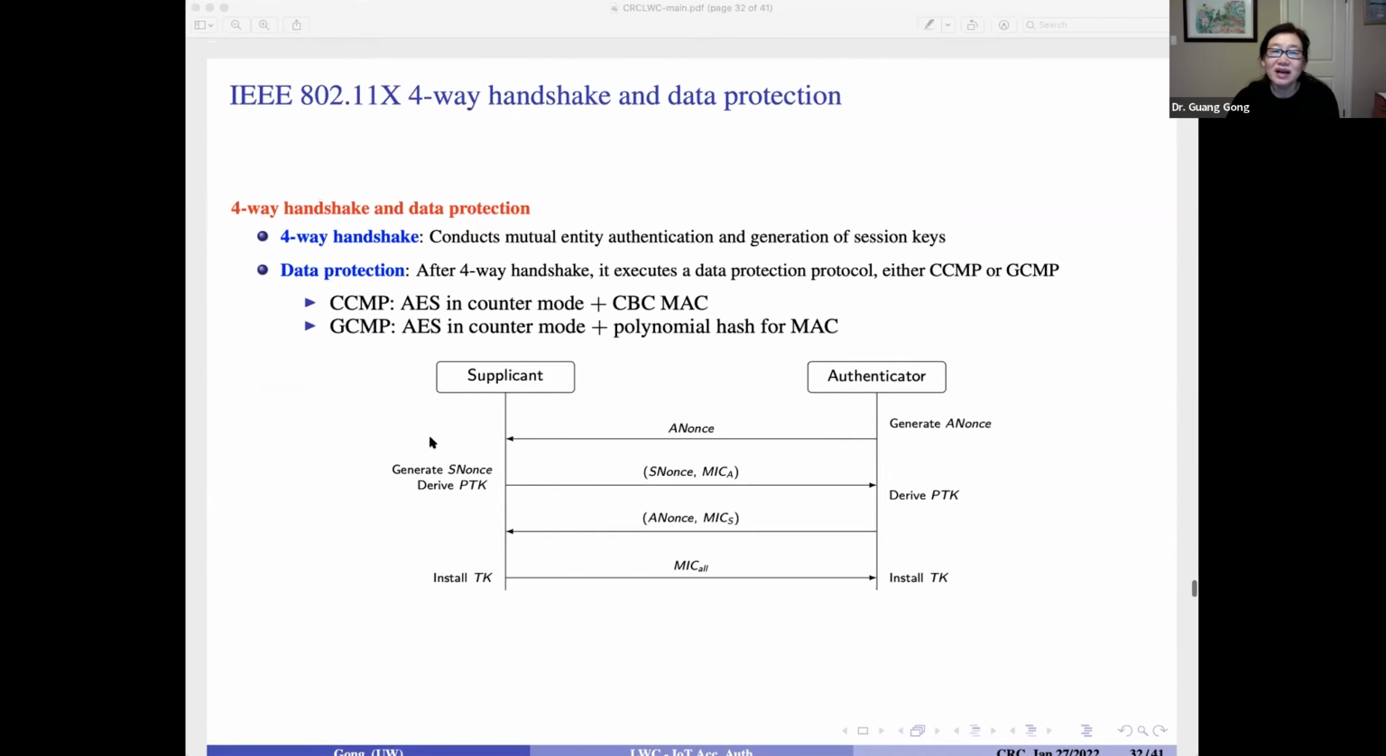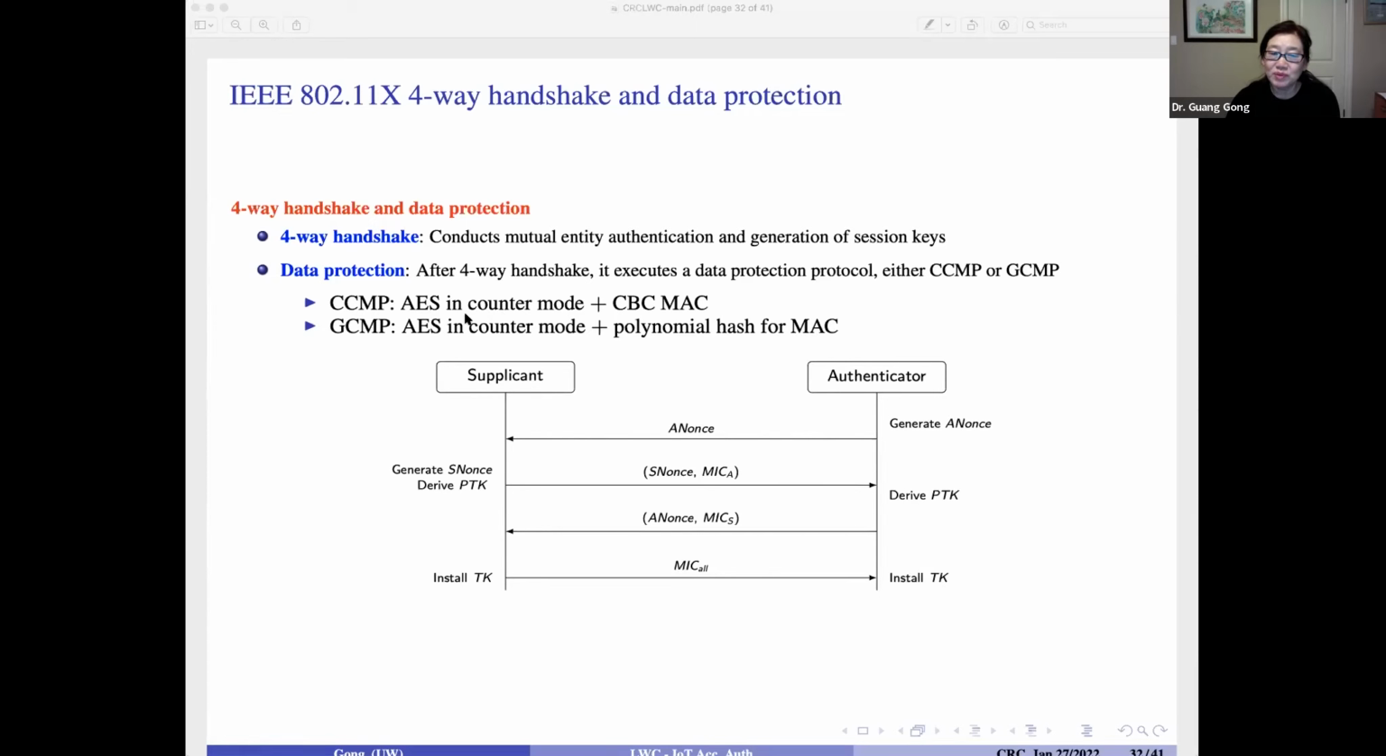For the IEEE 802.11i four-way handshaking and the data protection, this is more like the client and server mode. The supplicant is the device, and there is the authenticator. Those are symmetric key authentication protocols. So this is the 4-way authentication. After that, they will have a shared key called the TK, then they will install this shared key. After that, they will do the authenticated encryption.